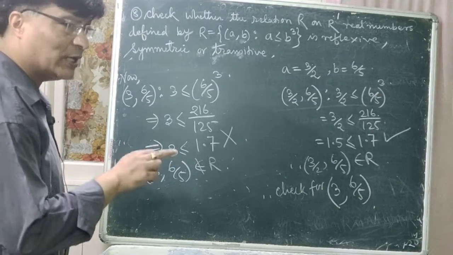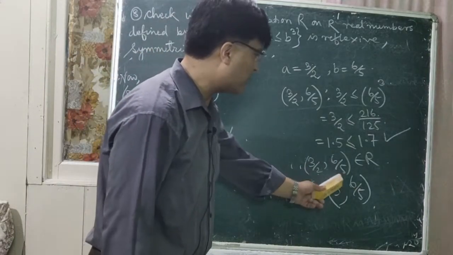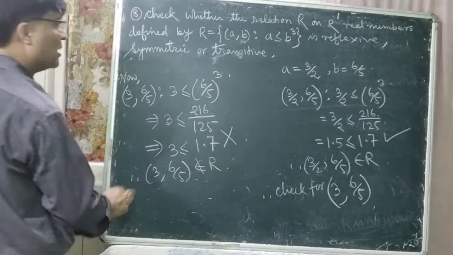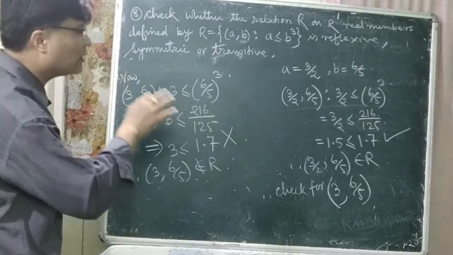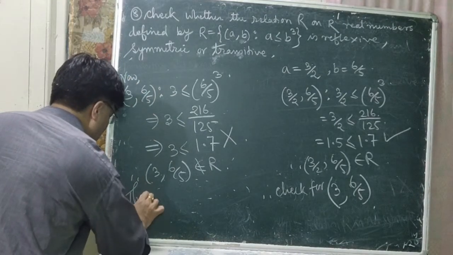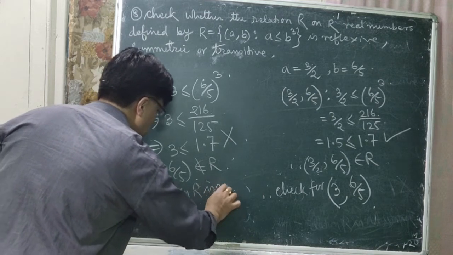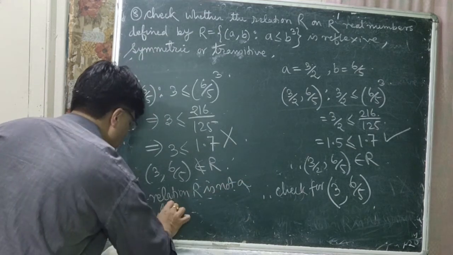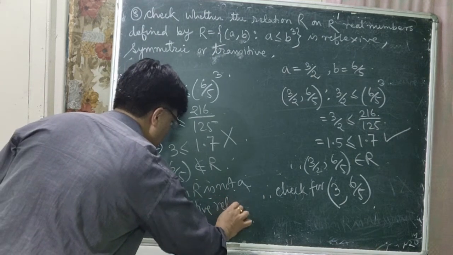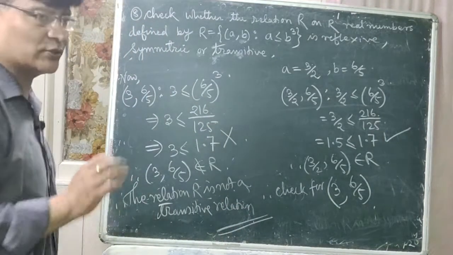That is, 3 comma 3 by 2 belongs to the relation R and 3 by 2 comma 6 by 5 belongs to the relation R, but 3 comma 6 by 5 does not belong to the relation R. So what can you say about the relation R? The relation R is not a transitive relation. So I think you have understood it.